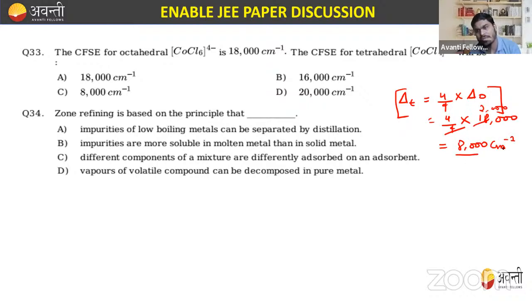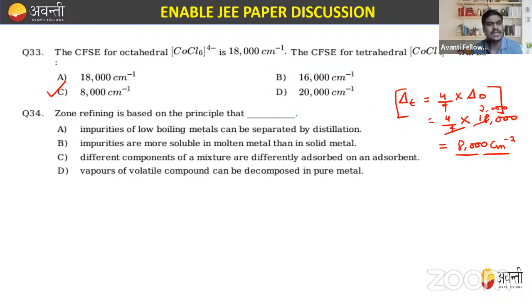I hope everyone did this. It was a very simple question, and most of you can do this question correctly, right? So the correct answer is 8,000. And which chapter does this question belong to? Yes, coordination chemistry. And under which topic? That is crystal field splitting energy. So this is the simple question.